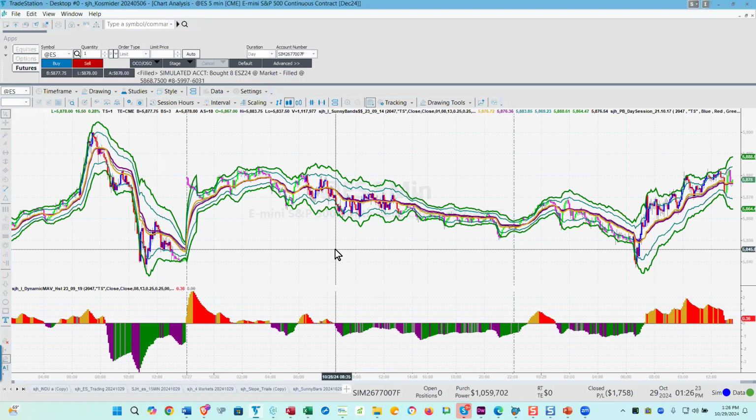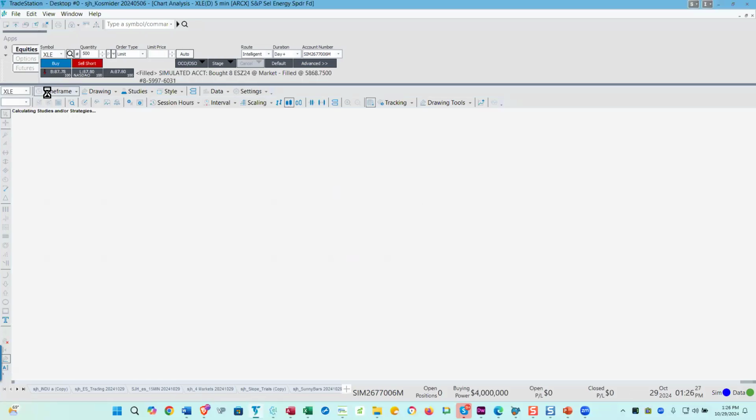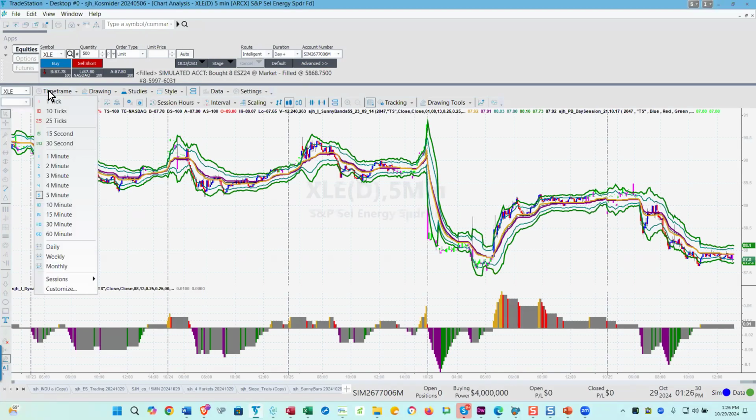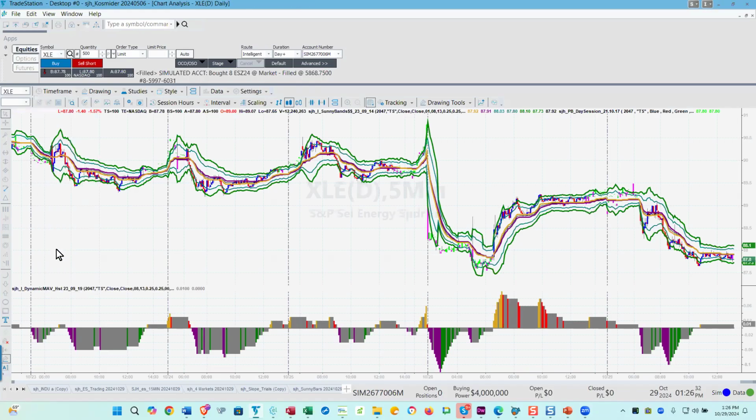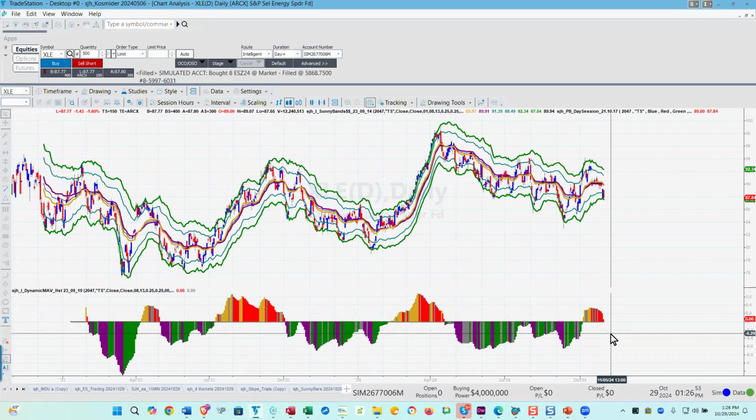XLE, please. Let's go back to the daily. Excellent. This is under the flat DMA with purple, just almost. See this last red vertical line? See how small it is? So that tells me that it probably wants to come on down into here and move down.